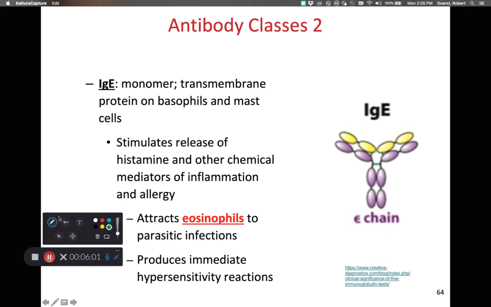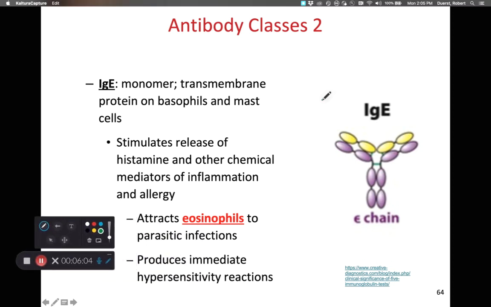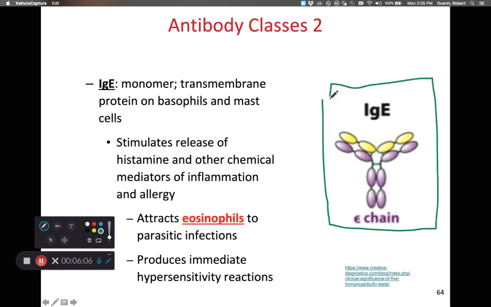We also have immunoglobulin E. IgE is another monomeric-based antibody. This is a transmembrane antibody, and it's found on basophils and mast cells. This transmembrane antibody means that it's embedded in the cell membrane. And when it's stimulated or activated, it'll stimulate its host cell, the basophil or mast cell, to release histamine and other chemical mediators of the inflammatory response. And if it's an appropriate inflammatory reaction, we refer to that as an allergic response.